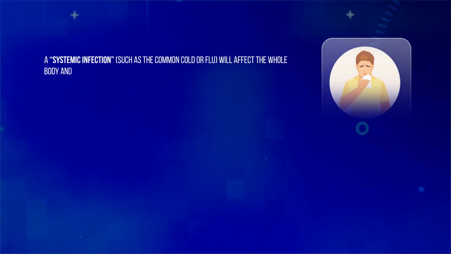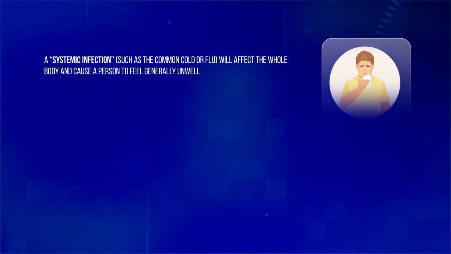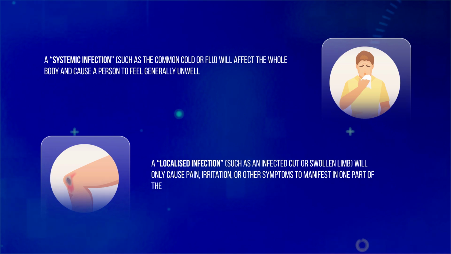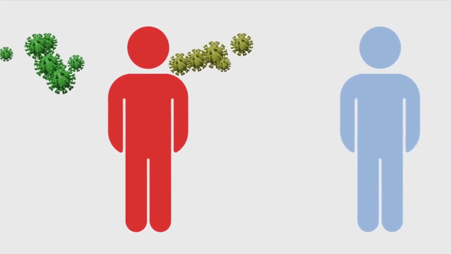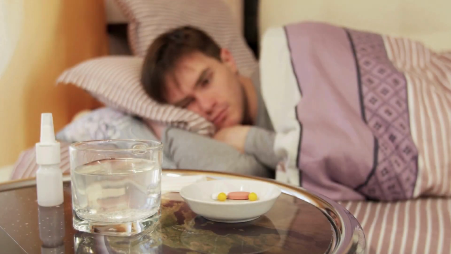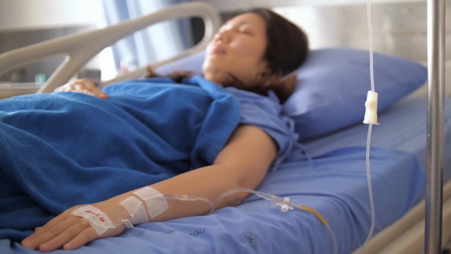A systemic infection, such as the common cold or flu, will affect the whole body and cause a person to feel generally unwell. A localized infection, such as an infected cut or swollen limb, will only cause pain, irritation, or other symptoms to manifest in one part of the body. The uncontrolled spread of an infection in a facility or localized area can affect the health of many people in a relatively short space of time. Serious forms of infection can lead to people becoming ill and cause fatalities in some cases.